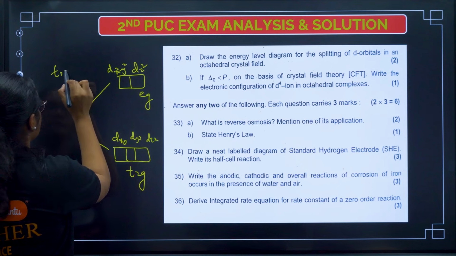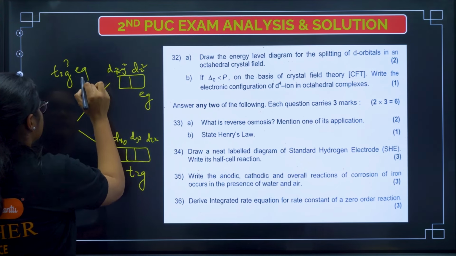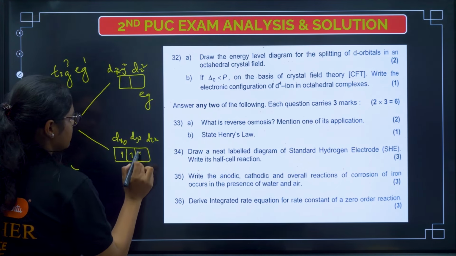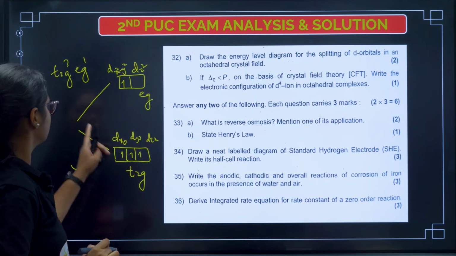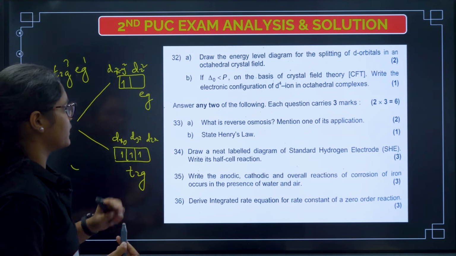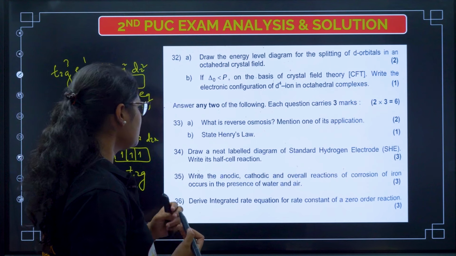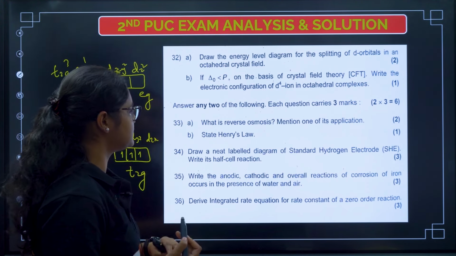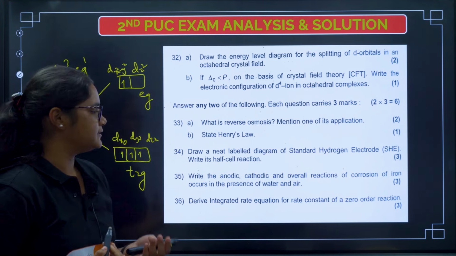We will have T2G3 and EG1. You can see D4, 1, 2, 3 and 4, right? So T2G3, EG1. Okay, next question. Okay, so again we have here 2 questions you have to attempt and each question carries 3 marks.